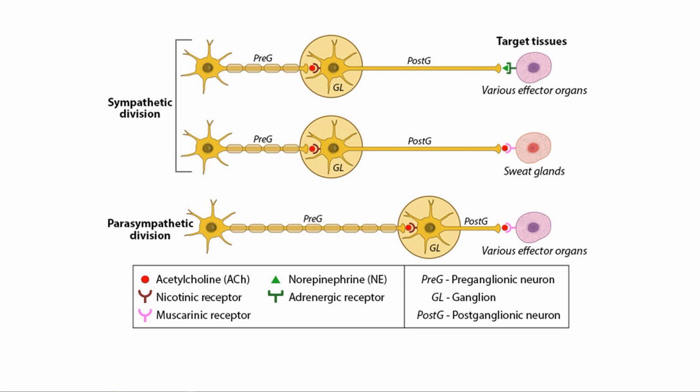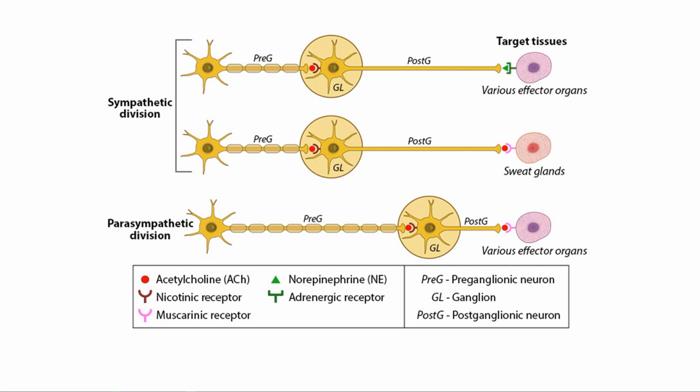Here is a visual showing you the sympathetic division on top compared to the parasympathetic division on the bottom. You can see that the presynaptic to postsynaptic synapse is a chemical one. It utilizes, again, acetylcholine to nicotinic receptors in both divisions.